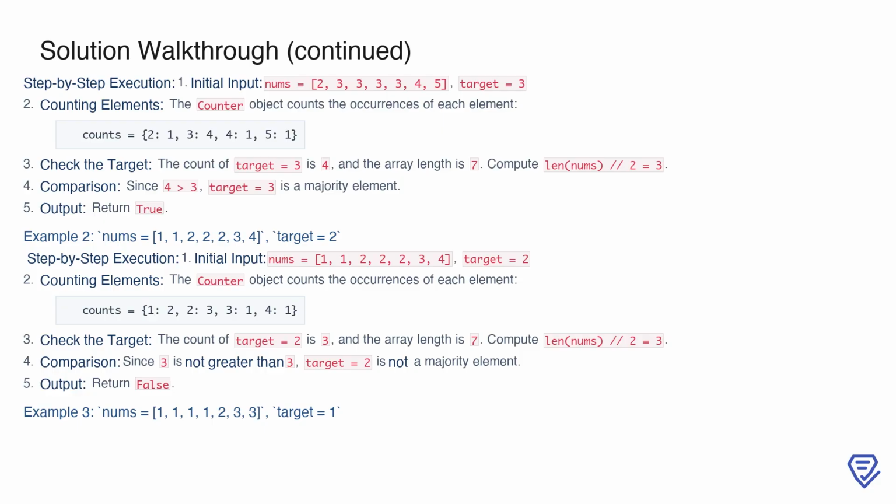The comparison step checks whether 4 is greater than 3. Because this condition is true, the target 3 qualifies as a majority element. Therefore, the function returns true.